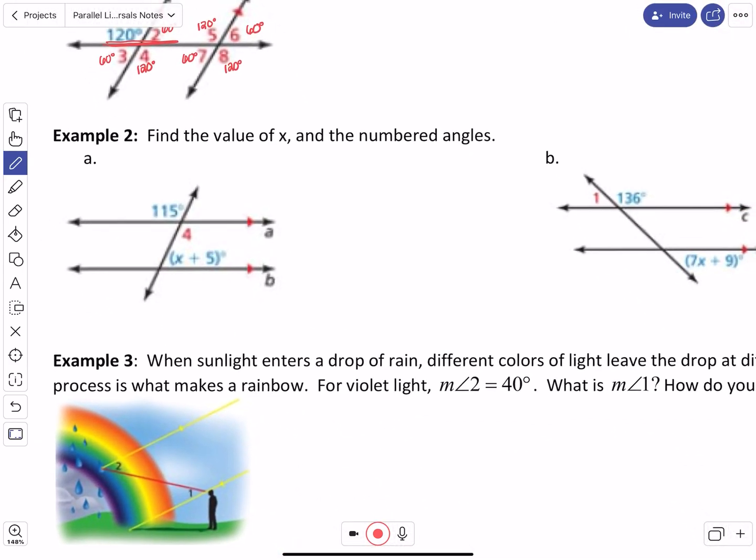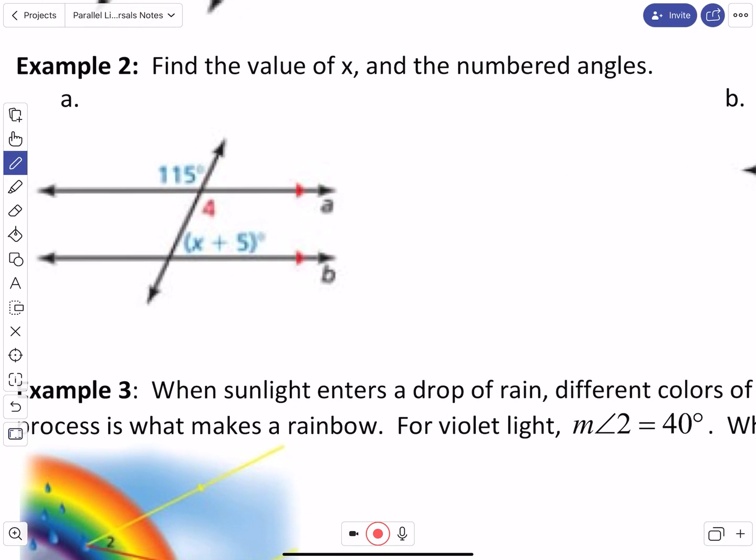Okay. So now let's find the value of x and the numbered angles. So kind of the same concept here. Remember, this forms an X right here. So 115 and angle 4 are vertical angles, which means angle 4 is going to be 115 degrees. Now, angle 4 and this angle here are same side interior angles, which means they add up to be 180 degrees. They're supplementary angles. We've just learned that.